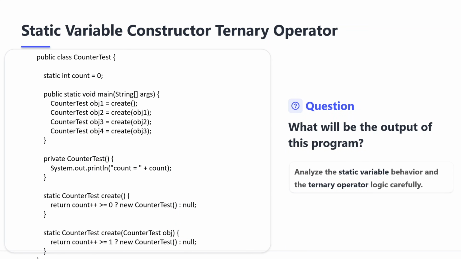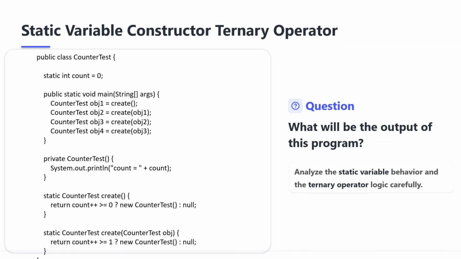Now on your screen, you can see one Java program. This question is based on static variable, constructor and the ternary operator. So I strongly recommend you to pause this video right now, carefully analyze the code and try to predict the output on your own, because this is exactly the kind of tricky question that appears in the assessment.